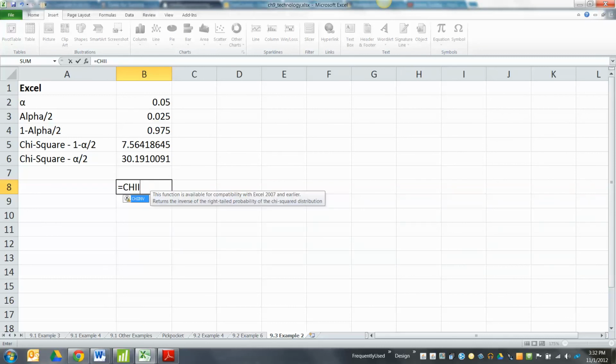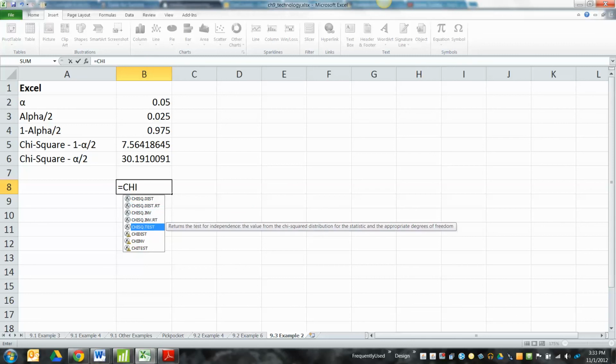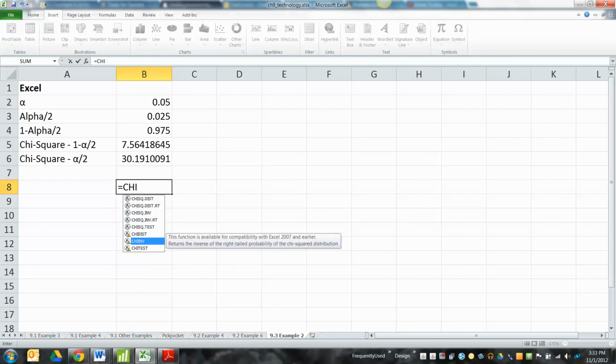Chi inverse. I wanted to have my mouse hover down here. There it is. It returns the inverse, now read this, of the right-tailed probability of the chi-square distribution. See that? So it is automatically a right tail.